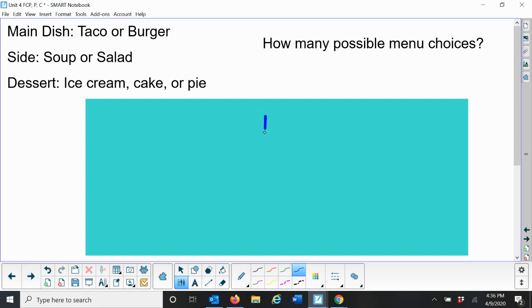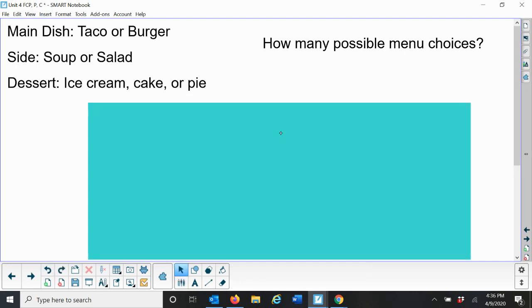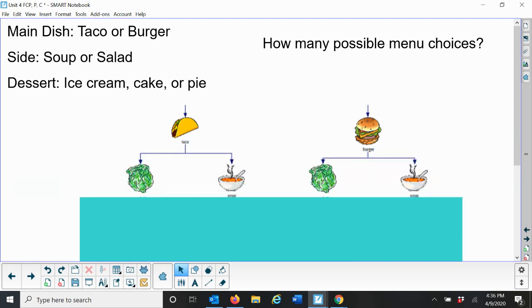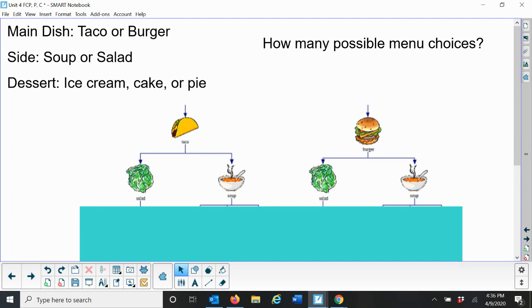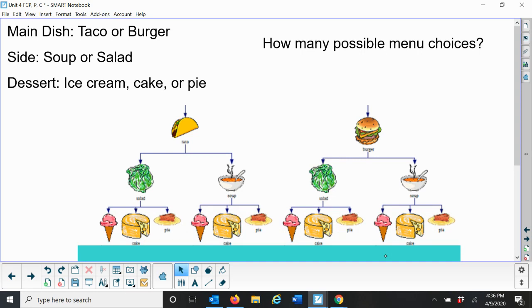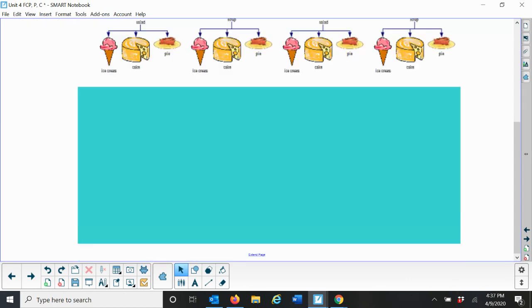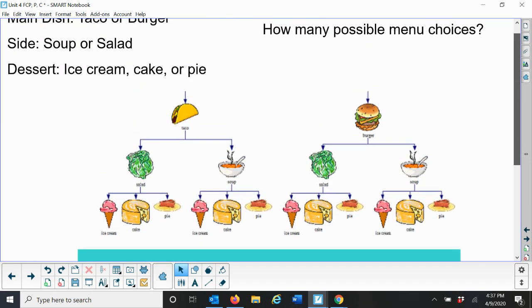So I look at my first choice here, and I can either pick a taco or the hamburger. So I have two different choices to start off. And then for my side item, I can pick either the soup or salad. And again, for the burger, I could pick soup or salad as well. So these would all be different choices. And now from here, I get to choose from one of three desserts. I can pick ice cream, I can pick a cake, which kind of looks like cheese in this picture, or a slice of pie.